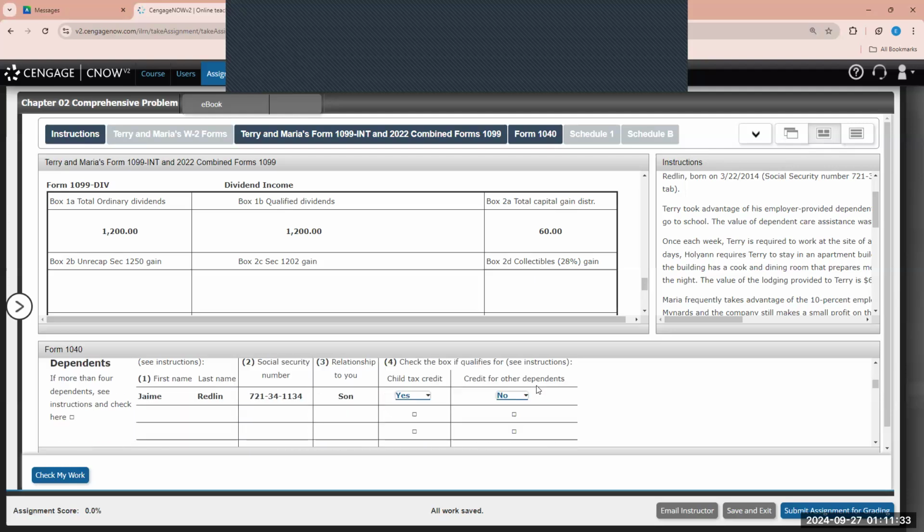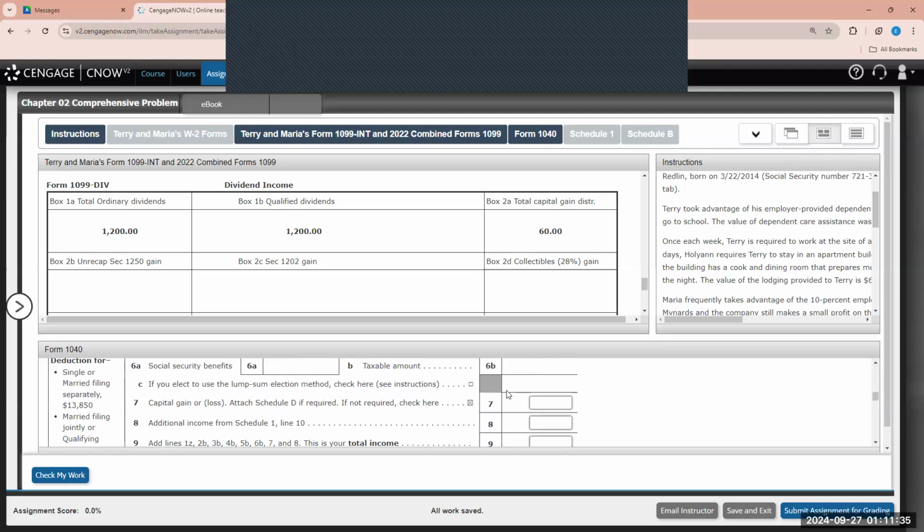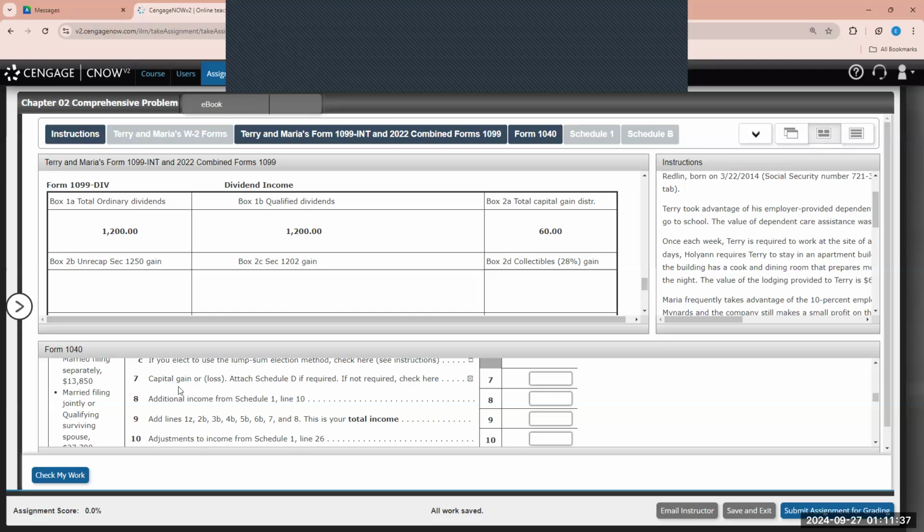So we completed lines 1, 2, and 3. And then line 7 asks for the capital gain or loss, attach Schedule D if required. But in this case, we do not need to attach Schedule D, but the capital gain or loss, as we see on Form 1099 DIV, Box 2A, is $60.